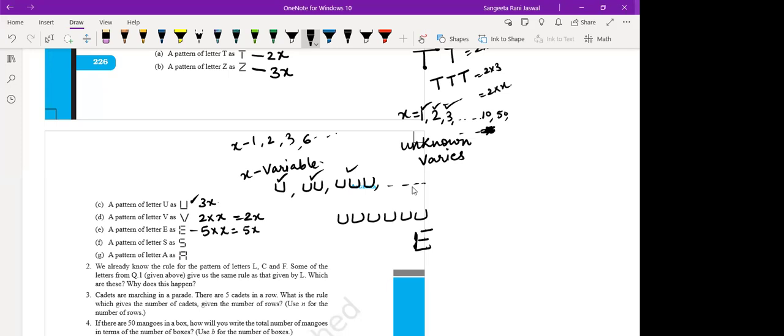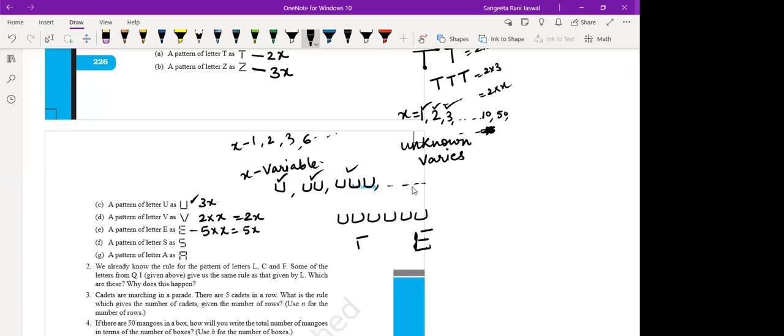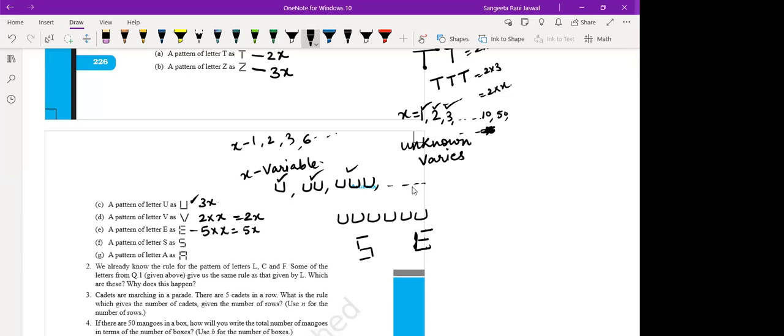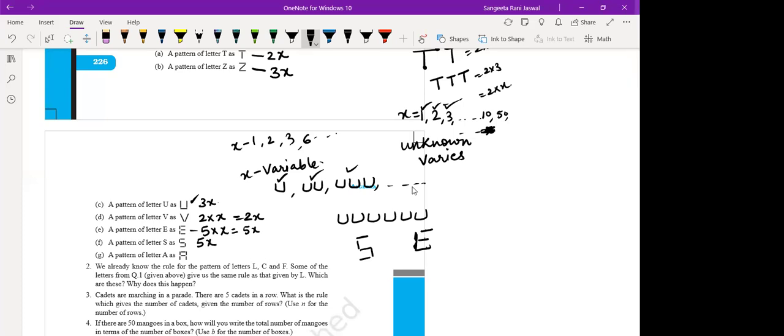Bhavesh, tell me this. S. Ma'am, S is number of matchsticks like this, like this. Number of matchsticks 5. Means 5x. Very good. Matchsticks are 5, so 5 into x will be 5x. Same as E. Okay, Harshit, now tell me this shape. Ma'am, 6x. Yes, it's 6 like this.